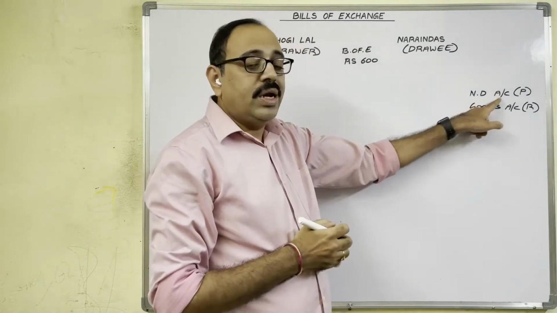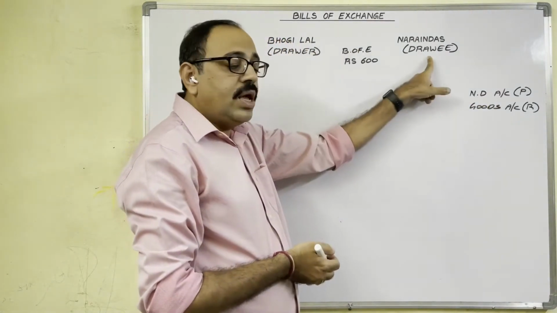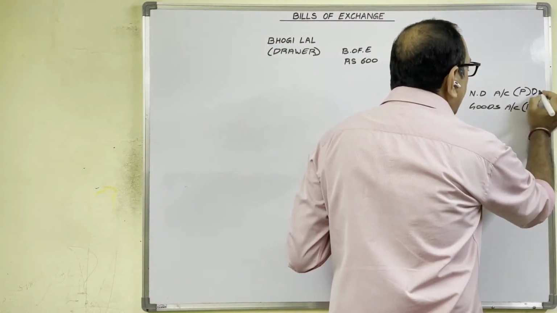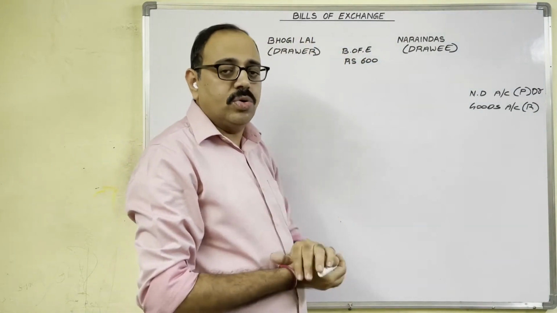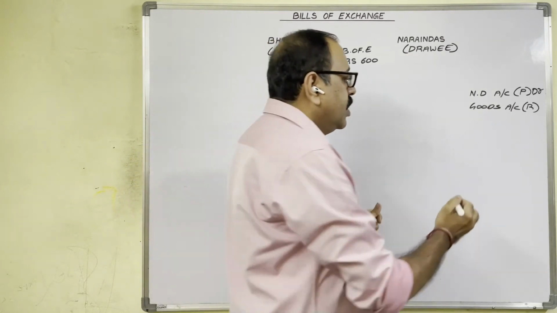Personal account rule: debit the receiver, credit the giver. We are giving goods to Narayan Das. He is the receiver, so we should debit Narayan Das account. Real account rule: debit what comes in, credit what goes out. From us, goods are going out, so we should credit.